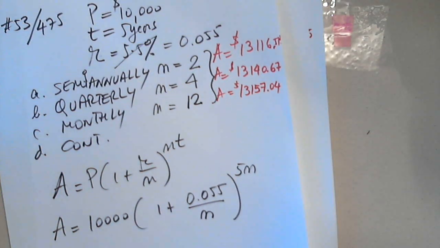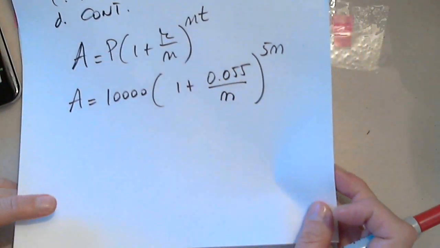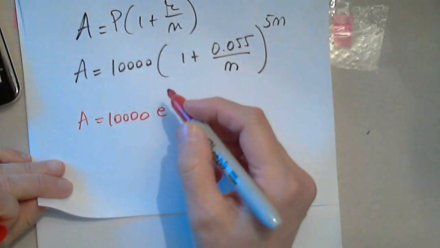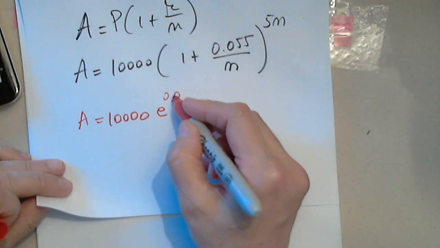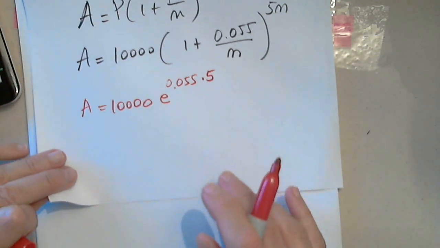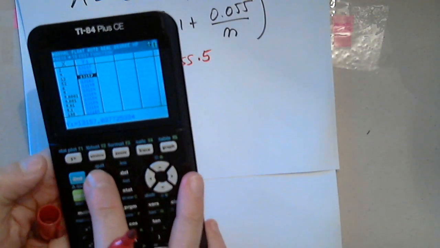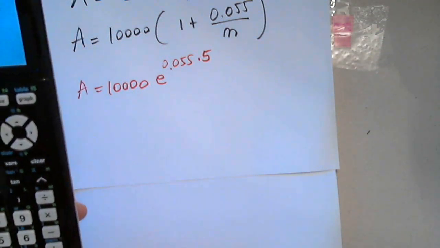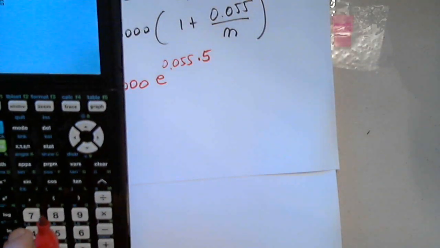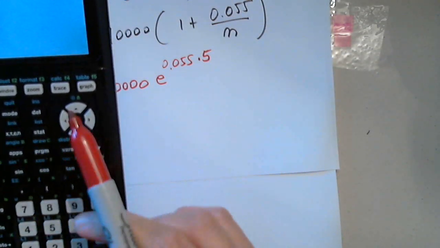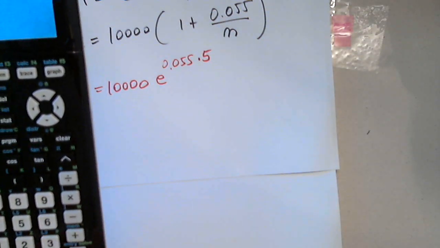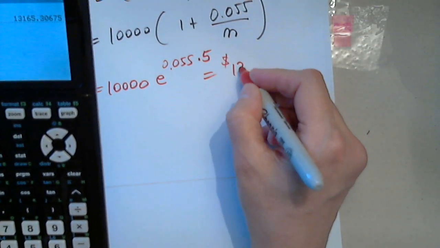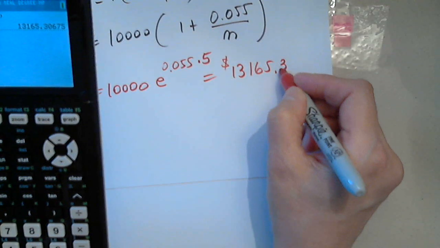Now, the last one, which is continuously, I don't need to do that because there is only one calculation, which is 10,000 e to the rt, 0.055 multiplied by 5 years. So get out of there and just put in 10,000 multiplied by e. Remember, I'm expecting a power, so parentheses for the power, 0.055 times 5, and close the parentheses and press enter. And the answer is 13,165.31.